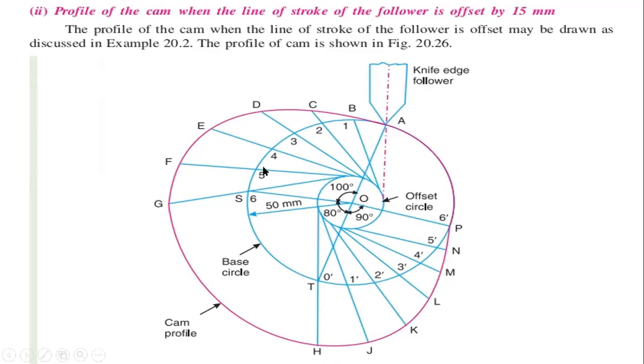So we have to take the first outstroke section, and we have divided the 100 degrees angle. You have to take the point from here and join the cam. Then you have to divide it into 6 equal parts, and the extended points are taken from the offset circle. And then we have to take the extended lines and draw the freehand curve by using the lengths from the displacement diagram.